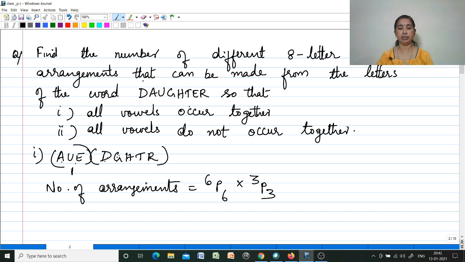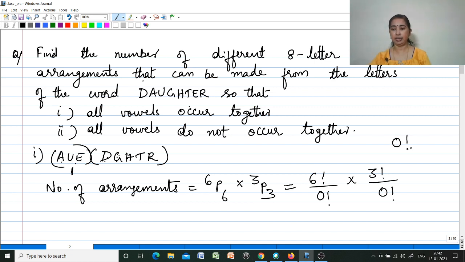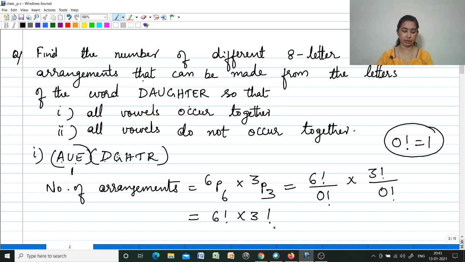So using the fundamental principle of counting, 6P6 into 3P3. How much is 6P6? That is 6 factorial divided by (6 minus 6) factorial, that is 0 factorial, into 3 factorial by (3 minus 3) factorial, which is 0 factorial. And what is 0 factorial? 0 factorial is equal to 1. Understand that 0 factorial equals 1; it is a definition. So this can be written as 6 factorial into 3 factorial, and that is equal to 4320.